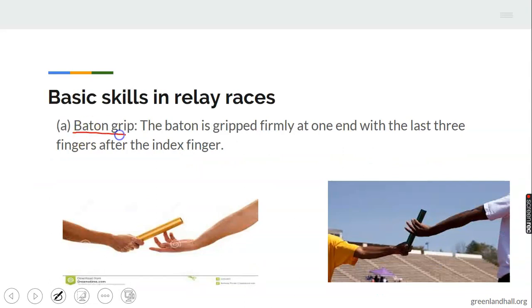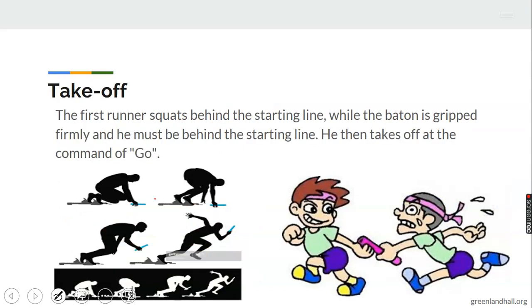So there are some skills in relay races that we need to know. We have to learn the baton grip. You need to hold the grip very firmly. One. With your last three fingers, you hold it very well. And the person passing the baton also needs to know how to pass it very well.